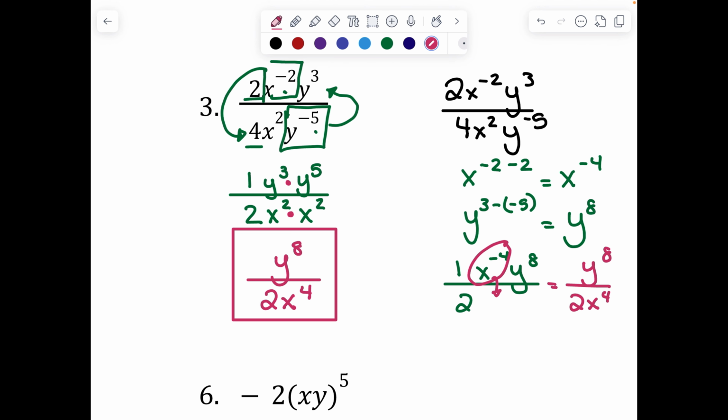So whichever way you find it to make more sense, you can absolutely do. For me personally, I prefer the first method. Either way, you're doing the same exact thing.